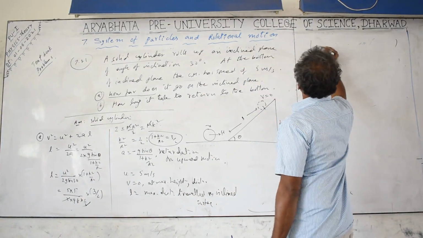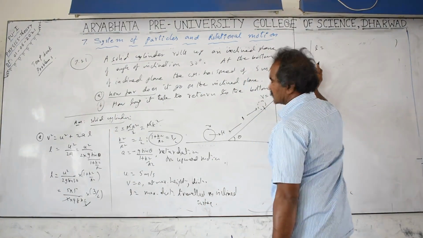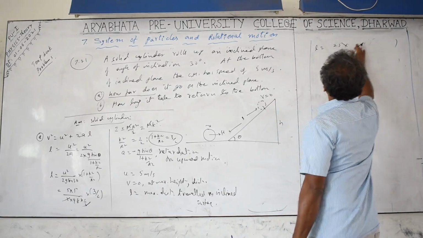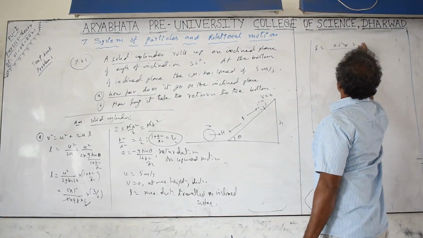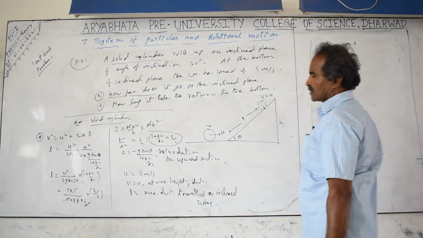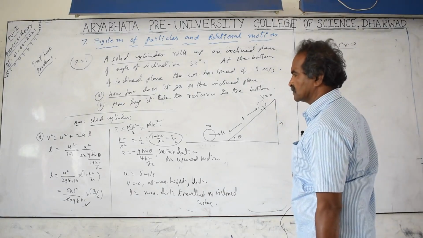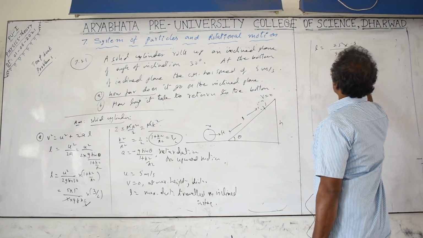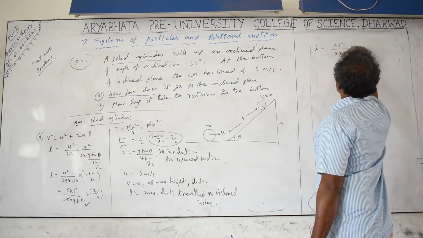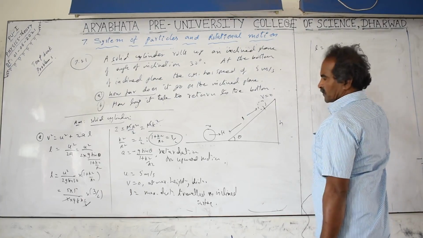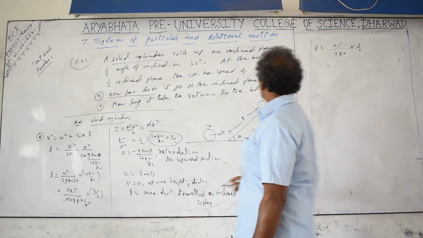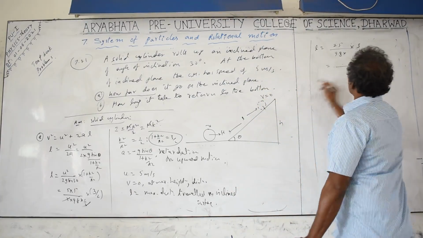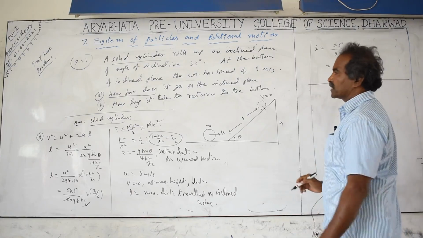L is equal to 25 into 3 into 9.8 into 3 by 2. The result is so many meters. That I will check up.